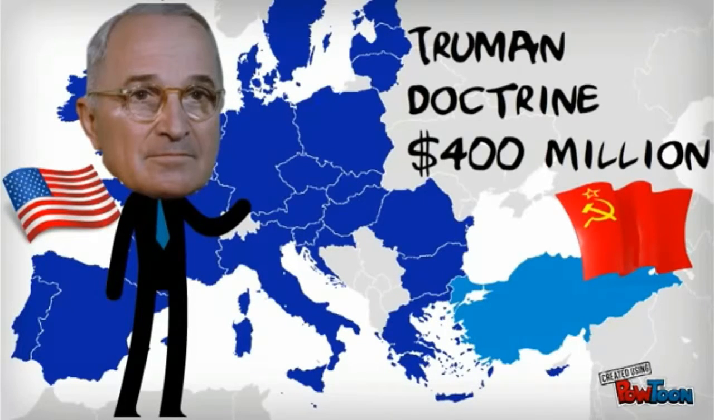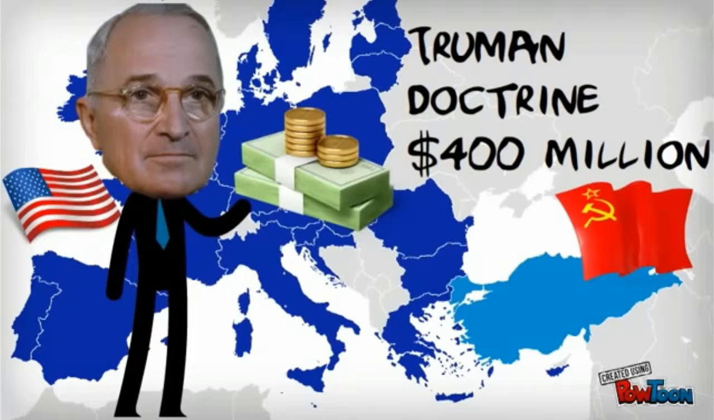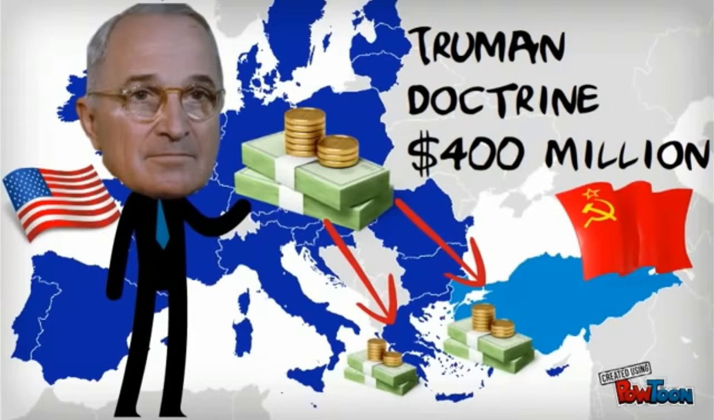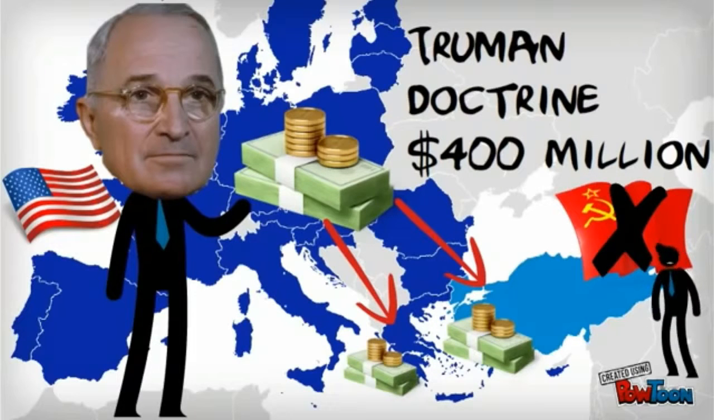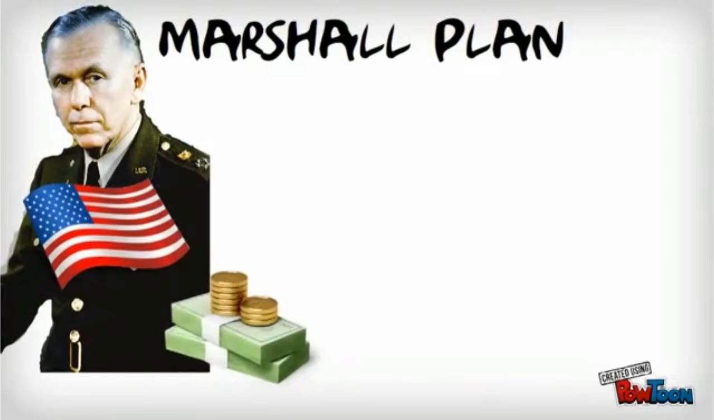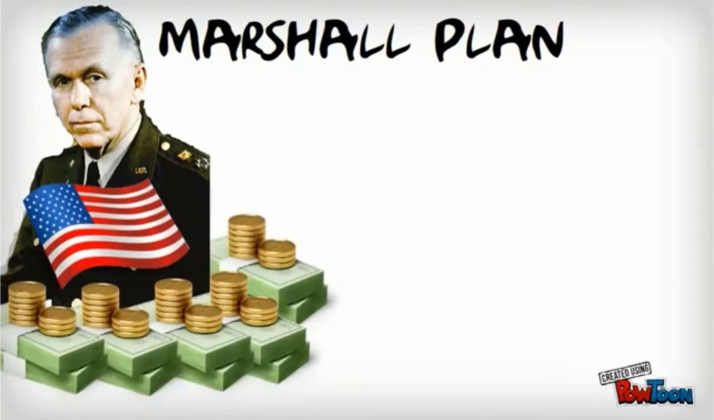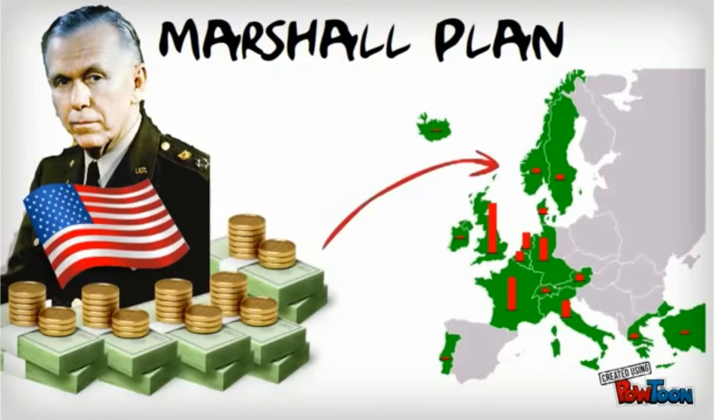The policy of the United States, he said, is to support free people who are resisting attempted subjugation by armed minorities or by outside pressures. With the help of U.S. money, Turkey and Greece were able to defeat the communist uprisings and remain free and independent of communist control. The U.S. avoided any direct conflict with the Russians and got exactly what they wanted.